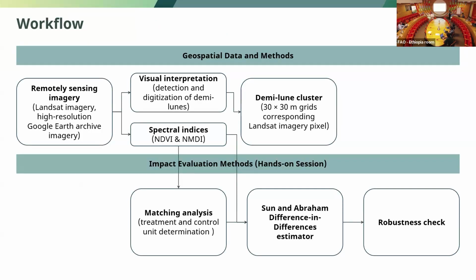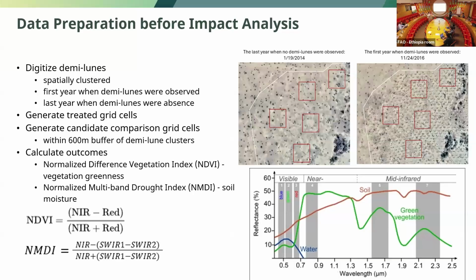So here is the workflow for the whole project. The workflow is divided into two parts. The first part is getting the geospatial data, and the second part is the actual impact analysis. Today's workshop will primarily focus on the second part. The geospatial dataset will be provided later. You can download it from the Google Drive folder. But even though those datasets are provided, I will briefly introduce how we can get them.